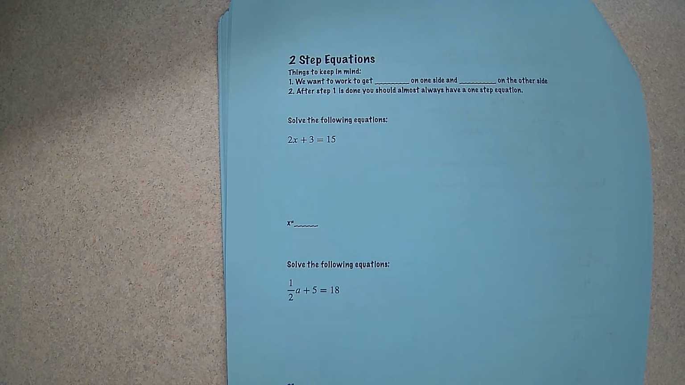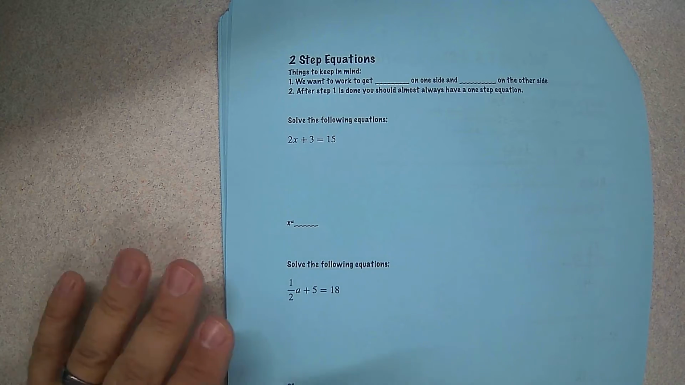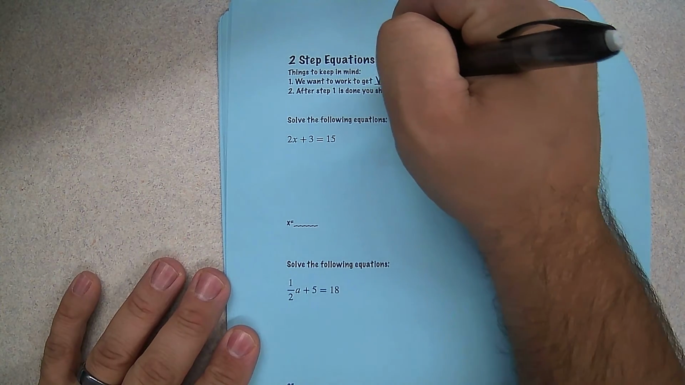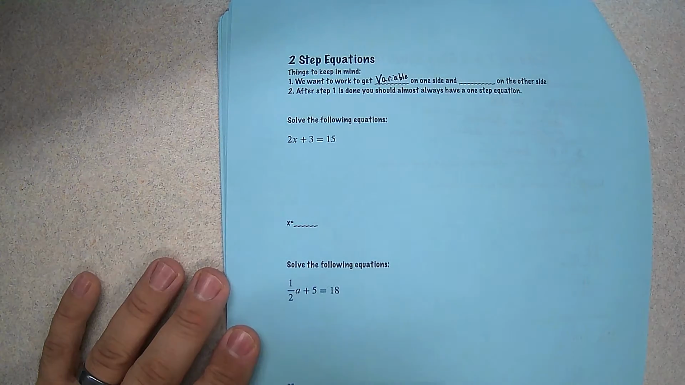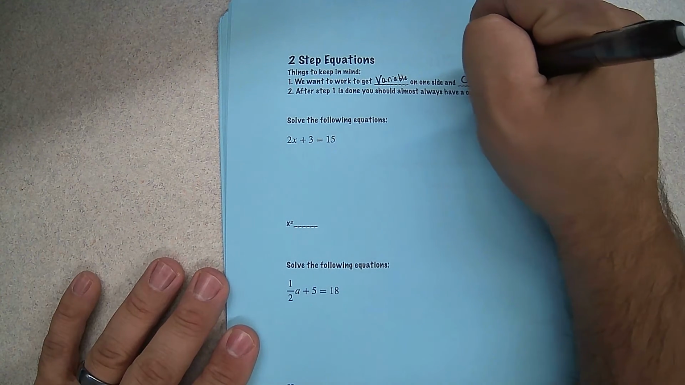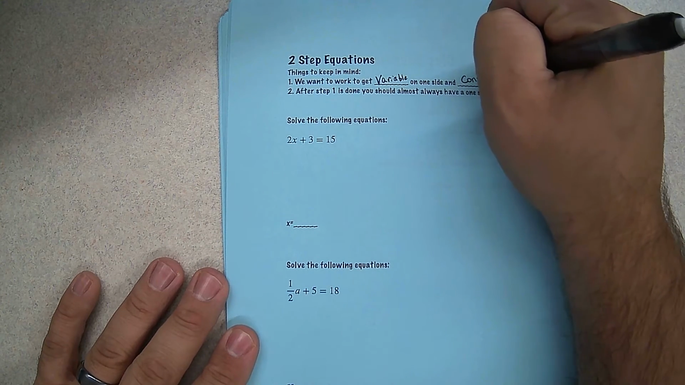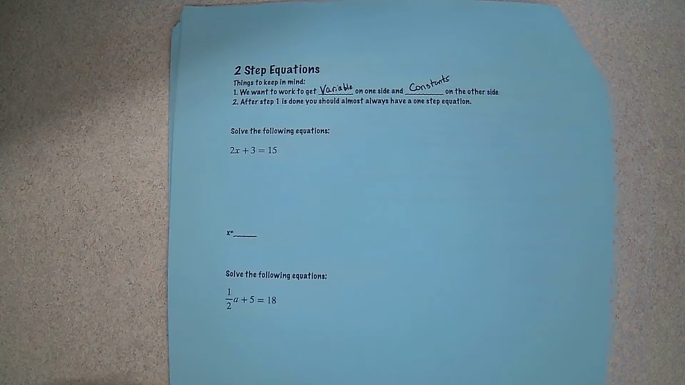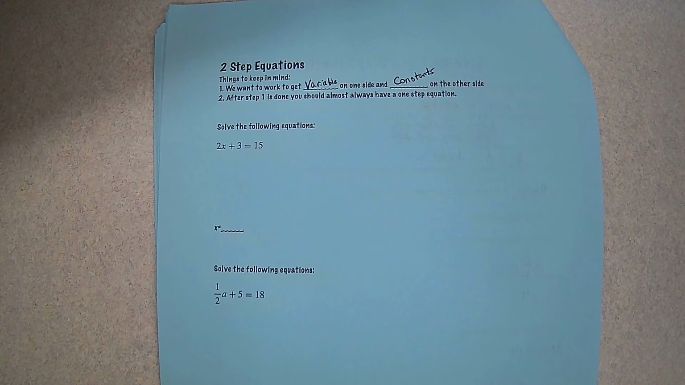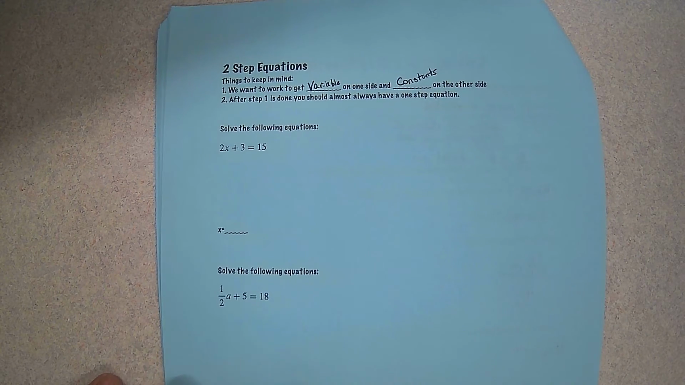But it's just a repeat of what we already did. So we want to get the variables on one side and the constants on the other side. Remember, we said the constants were the numbers that didn't change. It's like our whole numbers. After step 1 is done, you almost always are going to have just a one-step equation. So it's just kind of repeating what we did.